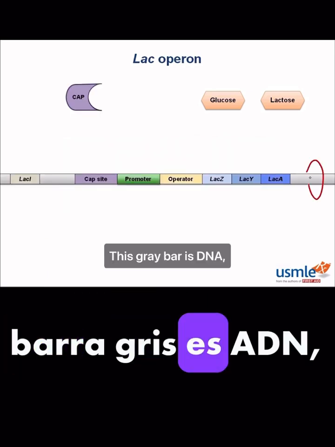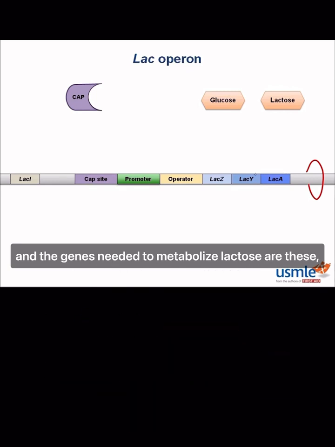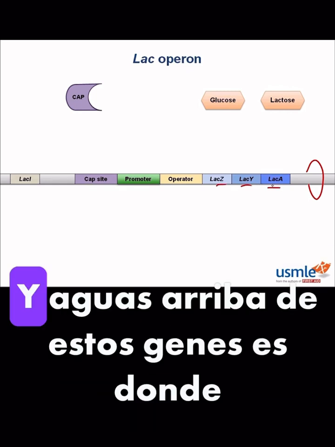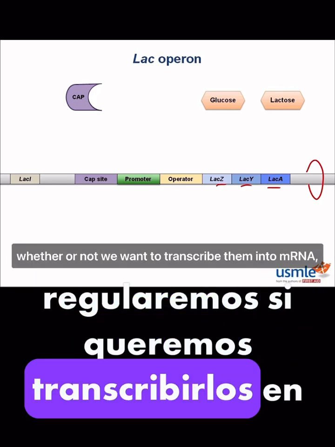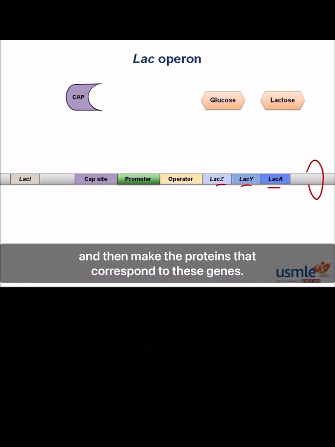Alright, now let's go over the molecular interactions that allow the cell to make these decisions. This gray bar is DNA, and the genes needed to metabolize lactose are these: LAC-Z, LAC-Y, and LAC-A. And upstream from these genes is where we'll regulate whether or not we want to transcribe them into mRNA and then make the proteins that correspond to these genes.